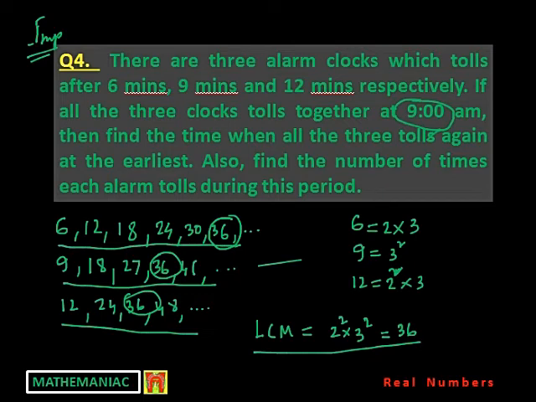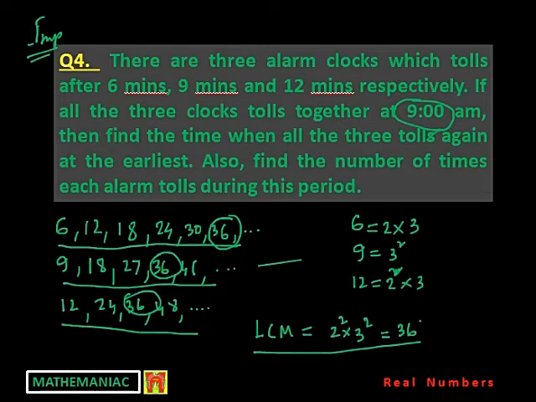That conclusion again you write. Therefore, after 36 minutes, all these clocks will again ring together or toll together. So if they ask you at what time, then it will be 9:36 a.m. After 9 a.m., at the earliest, means when next immediately. Okay. The second part: also find the number of times each alarm tolls during this period.